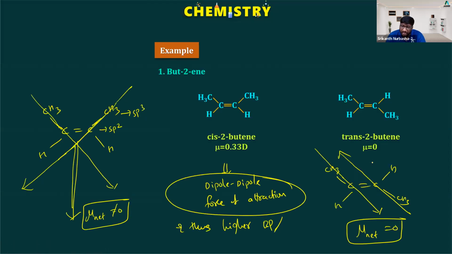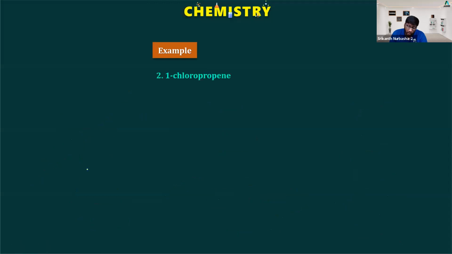1-chloropropene. This is a scenario. You cannot say always that trans has a net dipole moment of 0. Trans will have net dipole moment 0 when the two groups are the same, like both are electron donating or both are electron withdrawing. If one is electron donating and the other is electron withdrawing, then we have a different case. Like the cis form of 1-chloropropene and the trans form of 1-chloropropene.